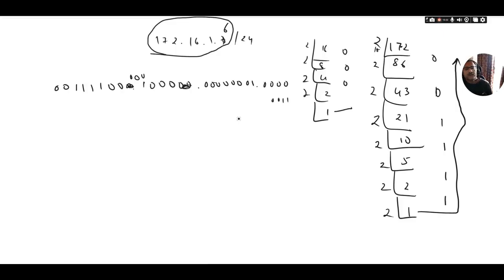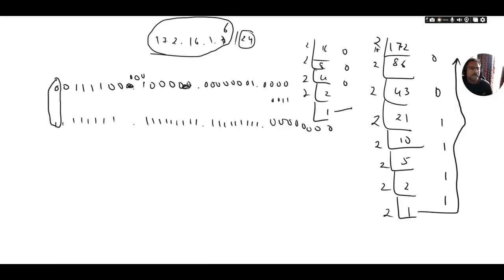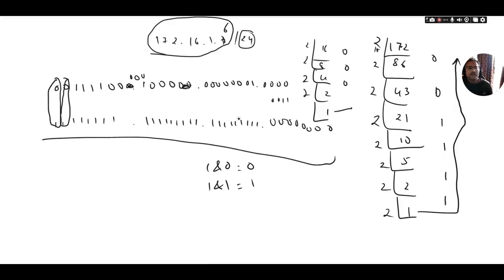Now you convert your subnet mask also into binary, and you do an AND operation bit by bit. AND operation means 1 and 0 is equal to 0. Only 1 and 1 will be equal to 1. So the result, if you do the AND operation of the IP address and the subnet mask, you will get 172.16.1.0, which is your subnet.